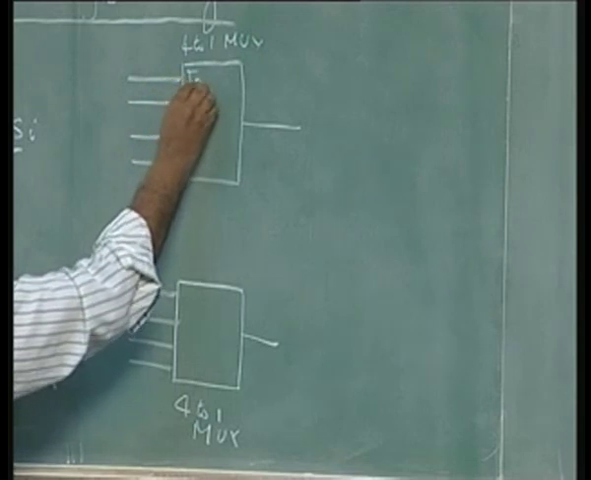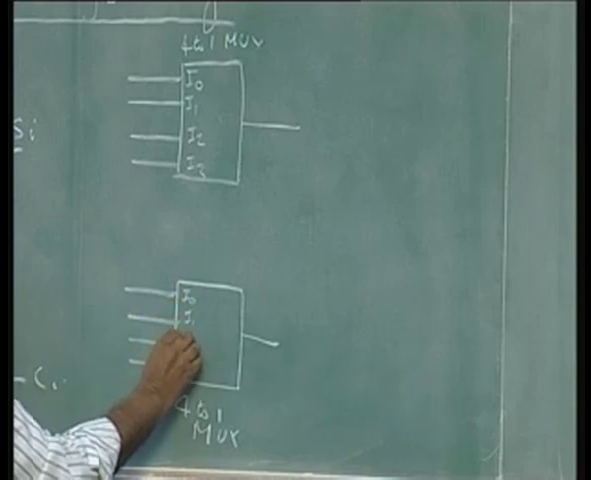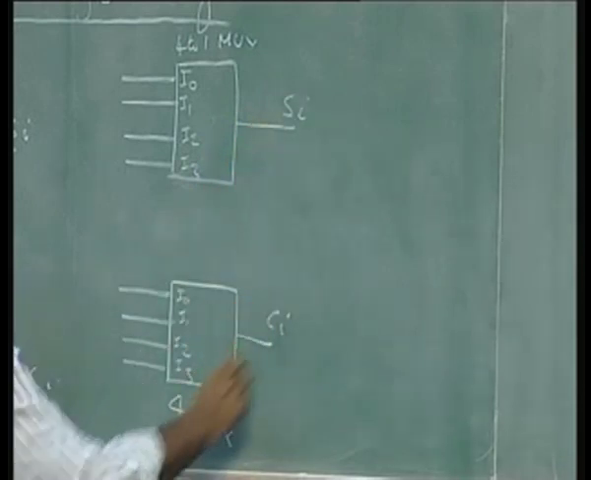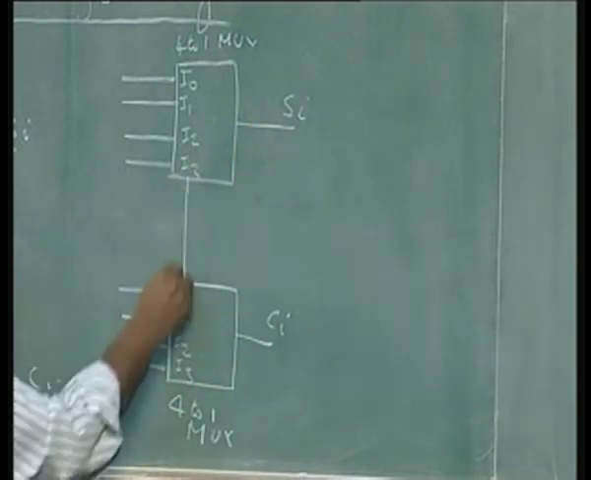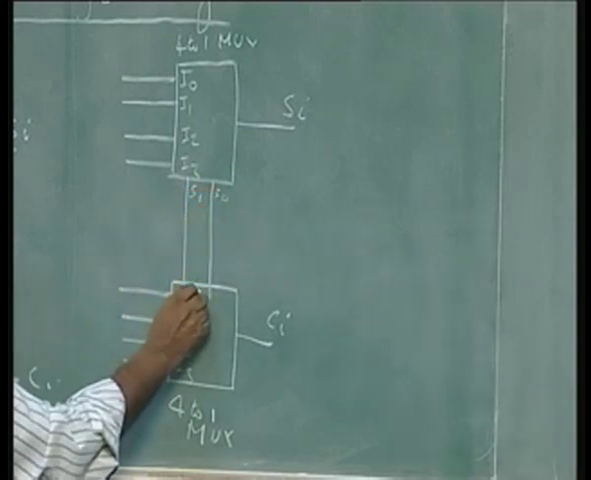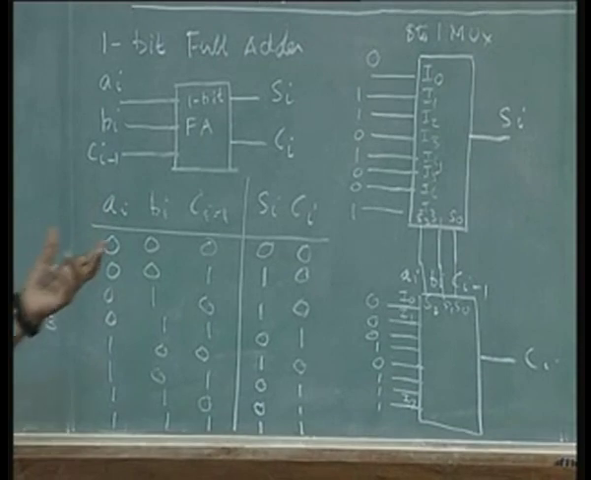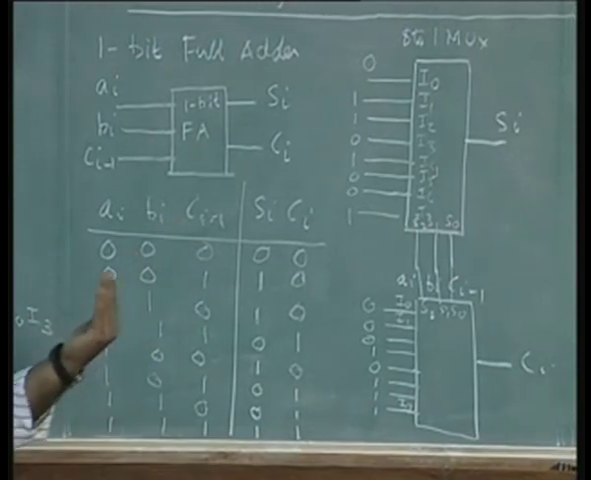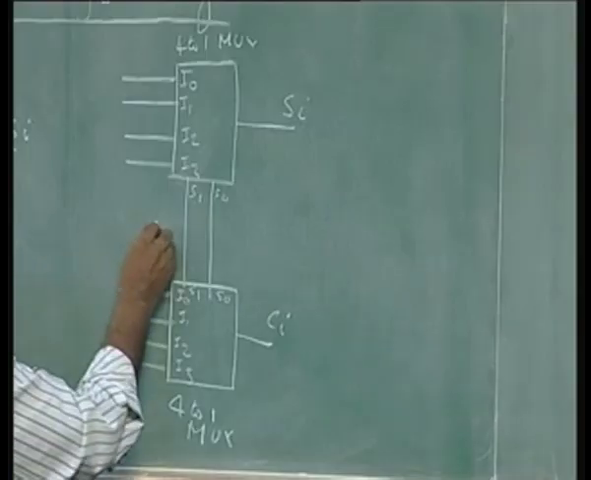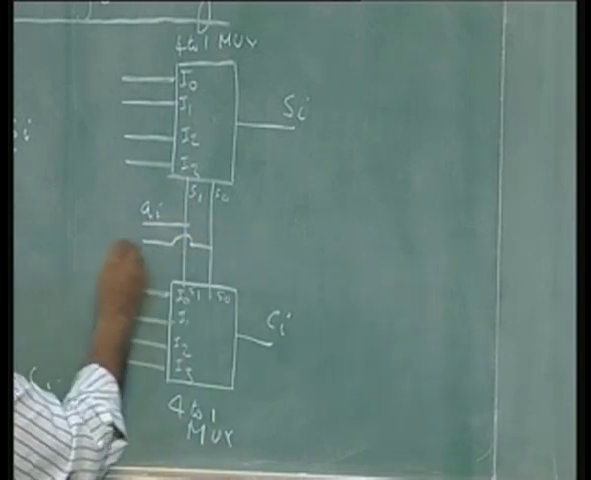These are what I am allowed to use. I will get Si out of this, I will get Ci out of this, and there are only 2 selectors, S1 and S0. Now the question is, out of 3 inputs A, B and C, which 2 will I use as selector inputs? I can use any, but let us say I will use A and B, that is Ai, Bi, as my selector inputs.